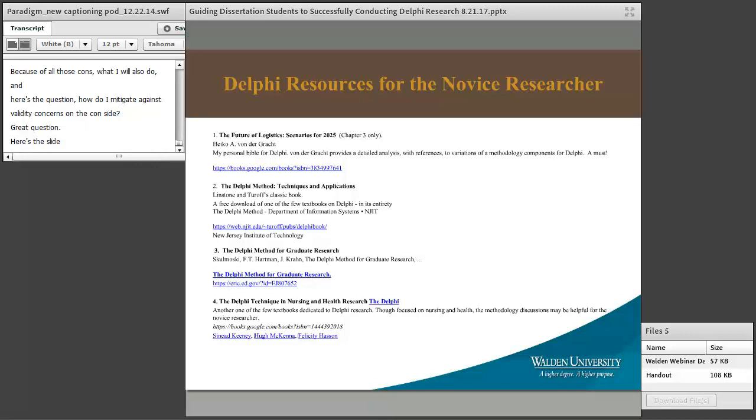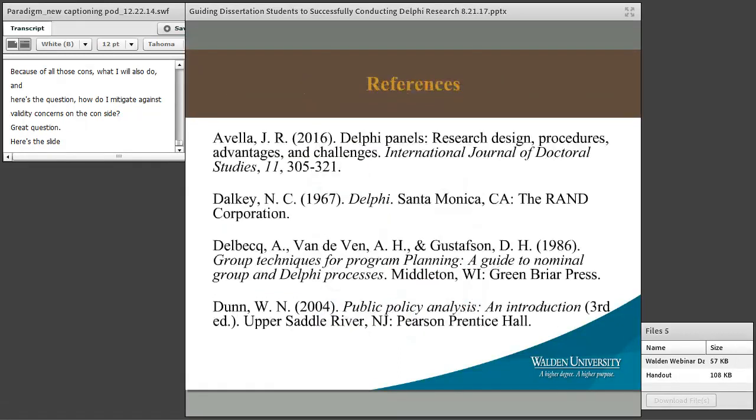Skulmoski and Hartman, it's heavily concentrated in information technology studies, but it's applicable across the full range of Delphi research. And again, we'll discuss some of the variations in methodology. And finally, here's another book that can be referred to. It's in the Google Book Collection. And while it addresses nursing and health research, the methodological issues and comparisons that it raises, I believe, are applicable to all Delphi studies. We'll come up to questions.